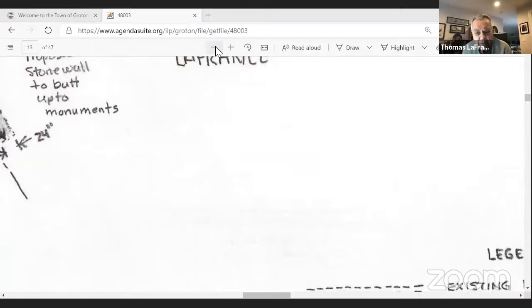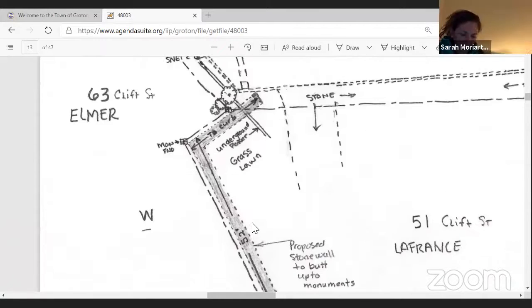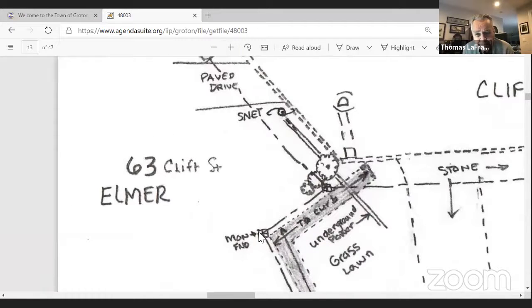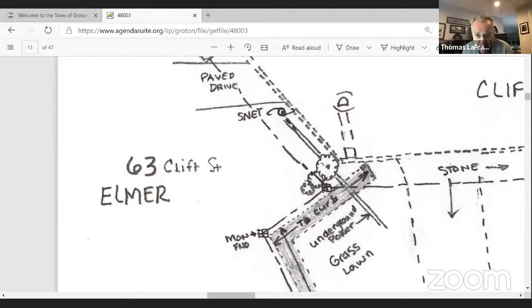Could I comment on that stone wall to the curbs? You may. I own another property on 30 Pearl Street. And I built two stone walls there, and they're both to the curb. And if you look further up on Cliff Street, the people that just bought a new house up there, they've just got stone walls to the curb as well. And it really doesn't hurt anything.